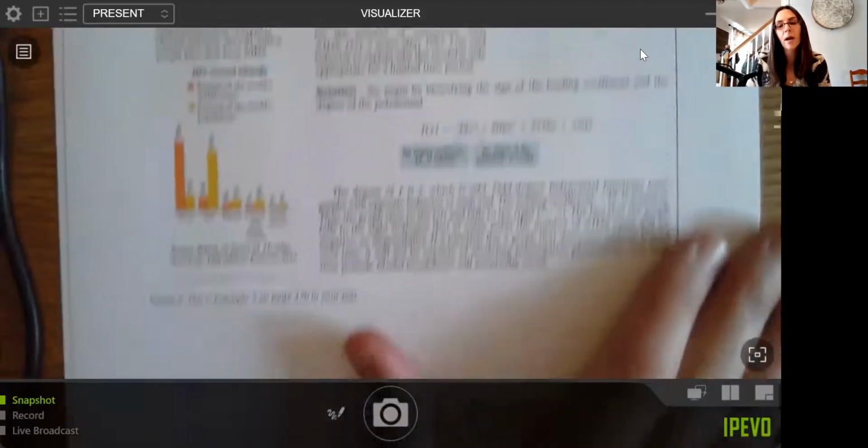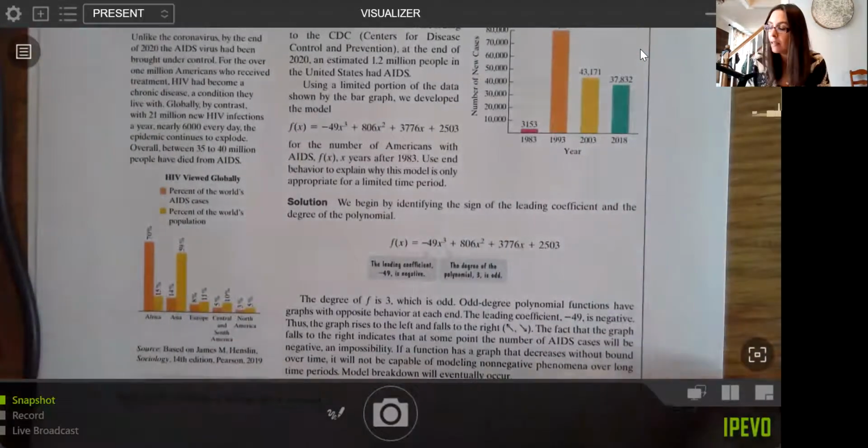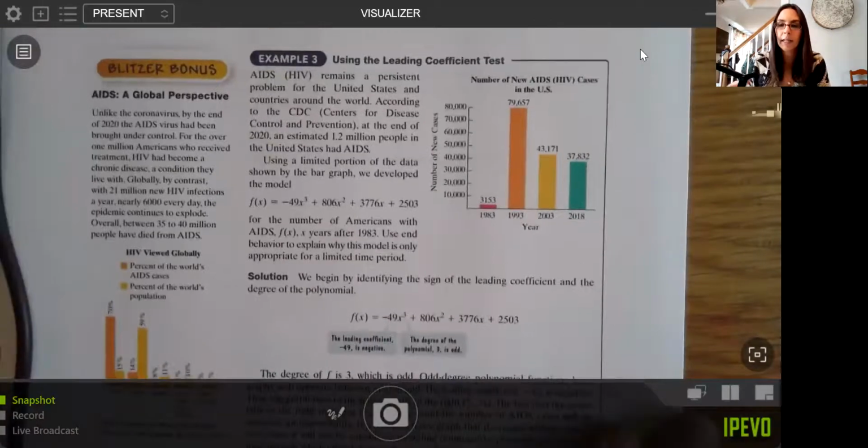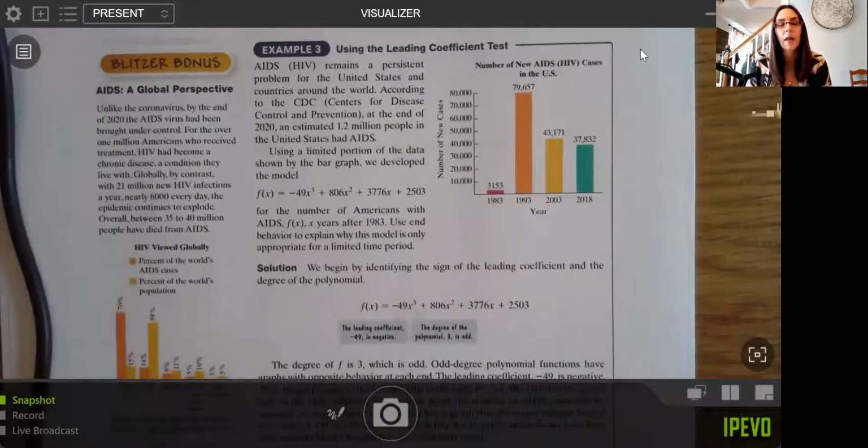All right, let's do a couple more examples with the leading coefficient test here. And these ones, I just brought in the work from our textbook to make it easier for us to talk about. So let's talk through them and talk through the answers there as well.